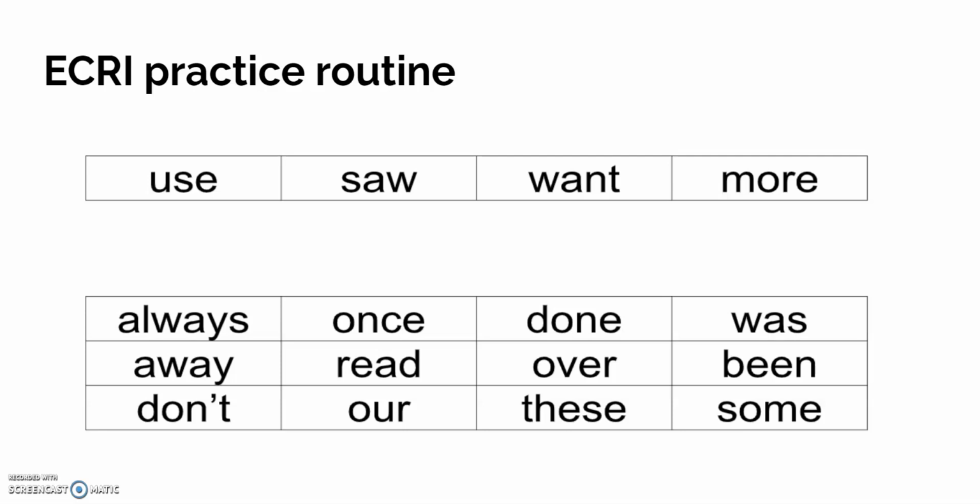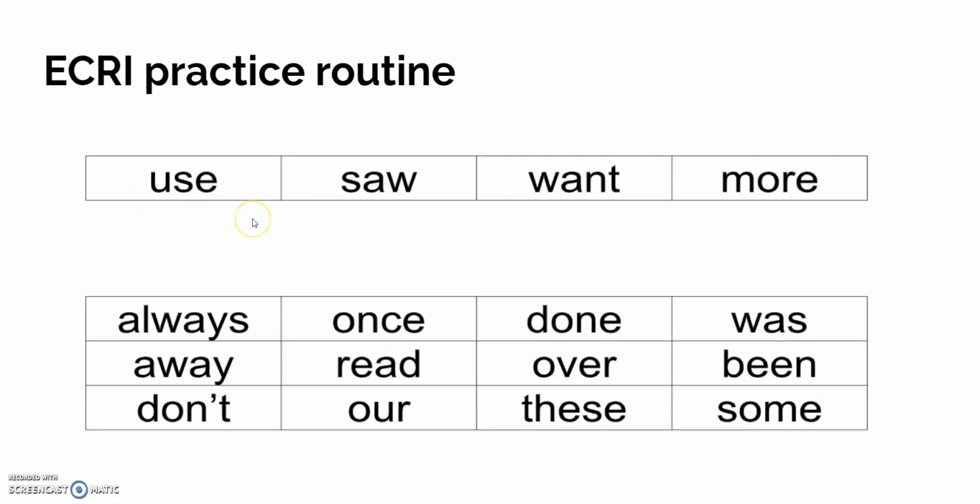If someone makes a mistake, you can say my turn. The word is use. Your turn. Word. My turn. The spelling is U-S-E. Spelling. And then go back to the beginning.